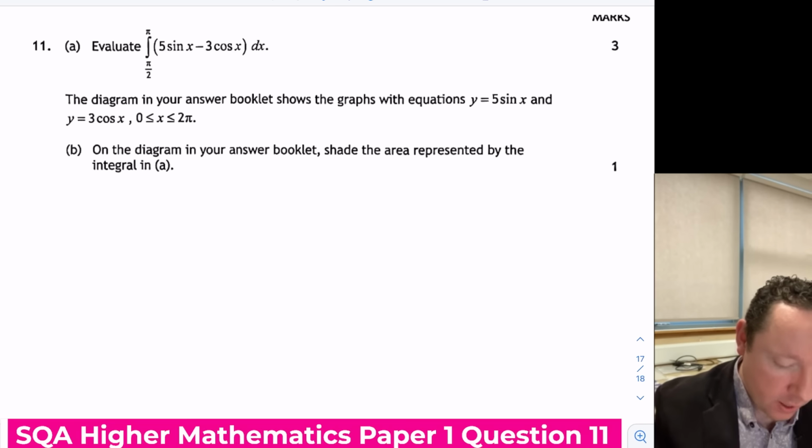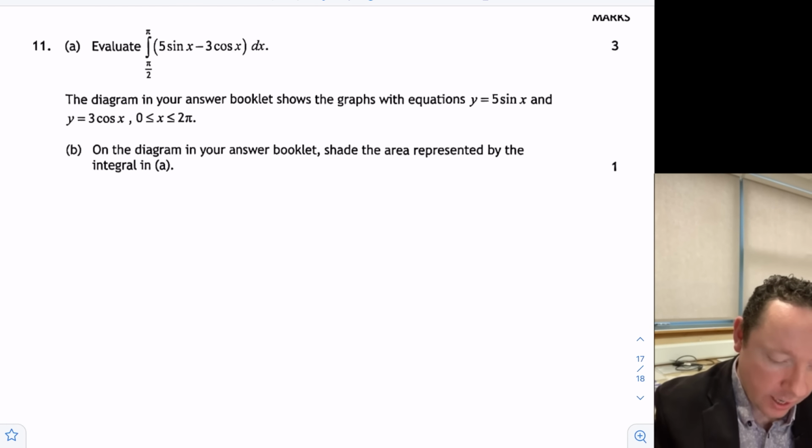SQA Higher Maths 2023, paper 1, question 11. Part A, integrate between pi over 2 and pi, 5 sin x minus 3 cos x. And then part B is draw a picture.